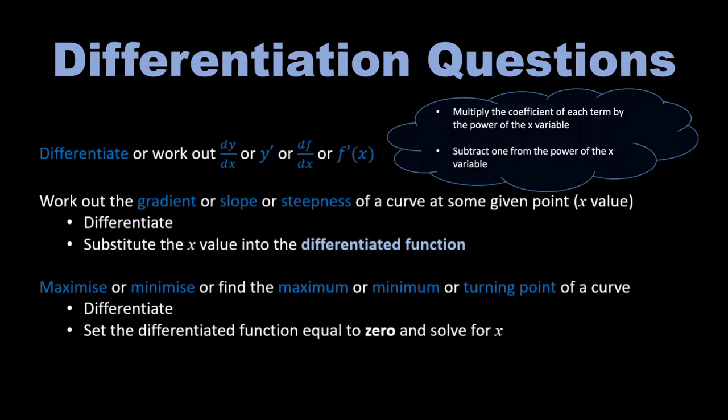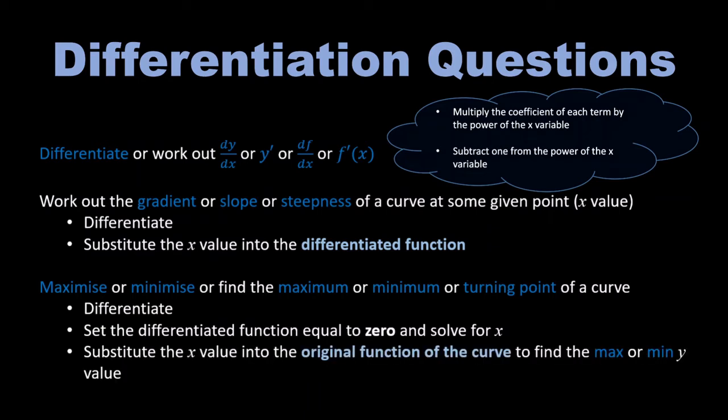Once you set that equal to 0, rearrange that equation to solve for x, but be aware that you were asked to find the maximum or minimum. That's not the x value, that's the value of y at that x value. So you'll then need to substitute that x value into the original function for the curve, not the differentiated function, because that'll just give you an answer of 0 again, into the original function where you've got y equals, and working out your y value, that will be either the maximum or minimum or turning point.